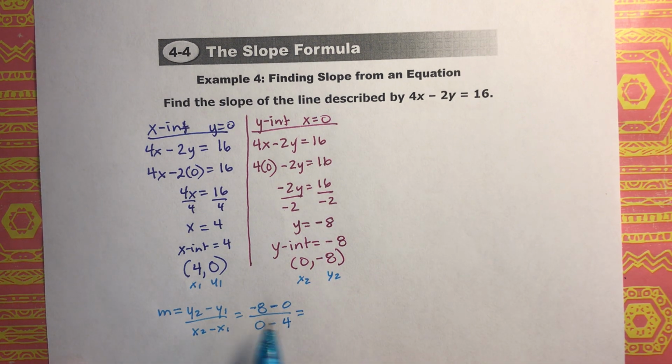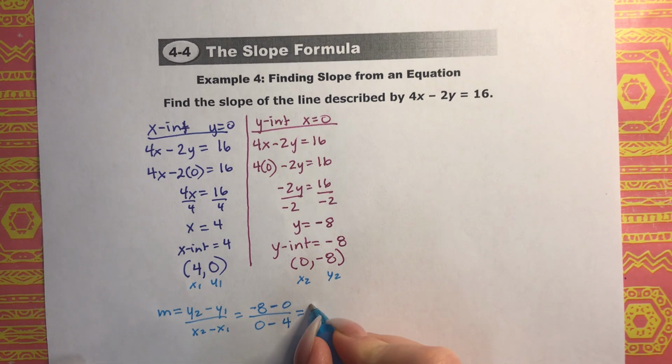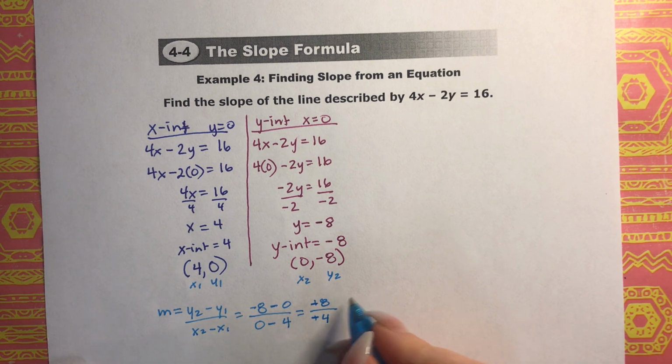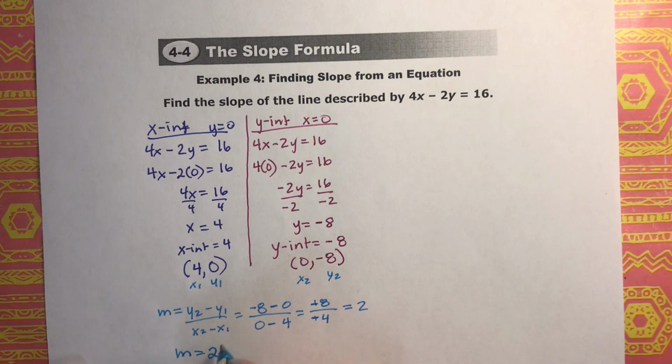Okay. Now we just simplify. Negative 8 minus 0 is just negative 8, all over 0 minus 4 is negative 4. A negative and a negative is a positive. And 8 divided by 4 is just 2. So our slope is equal to 2.